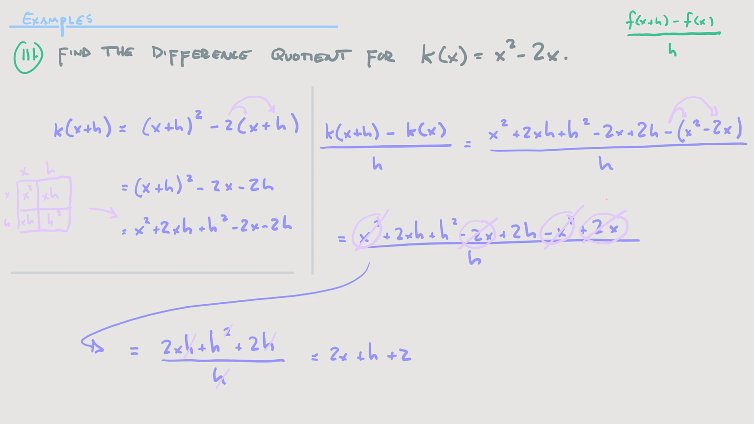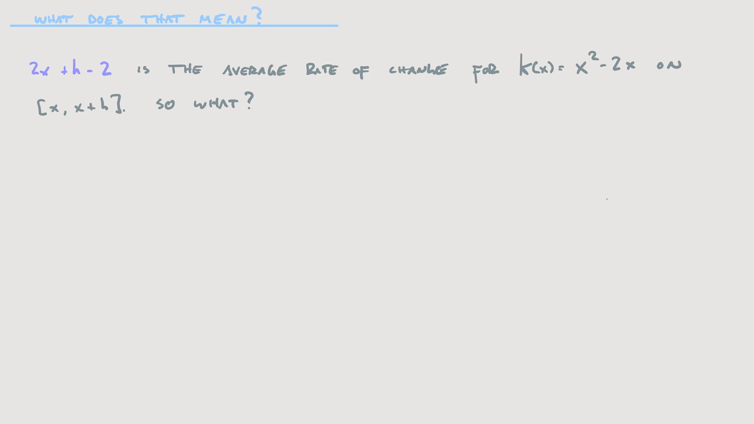So we get this. And you might be thinking to yourself, cool. But like, what did we just do? Right? So let's back up a second and let me explain what it is that we just found. Okay? First of all, we found the difference quotient. So 2x plus h minus 2 is the average rate of change for the k function on the unspecified interval x to x plus h.